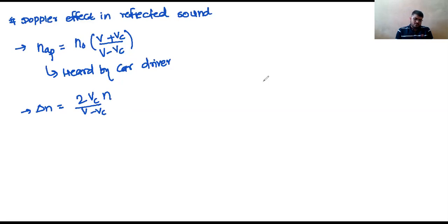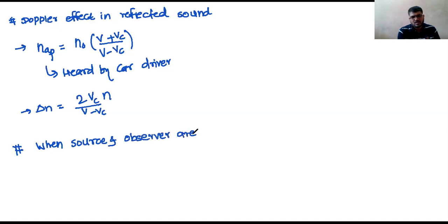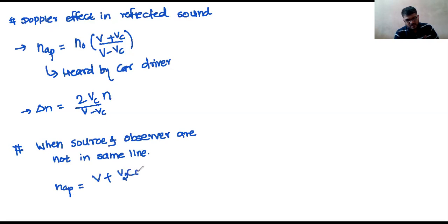Next one, when source and observer are not in the same line of motion. Doppler effect when source and observer are not in same line. Then you are having formula N apparent is equal to V plus V2 cos theta 2 divided by V minus V1 cos theta 1 into N naught. This is V1 and V2 you are having here.